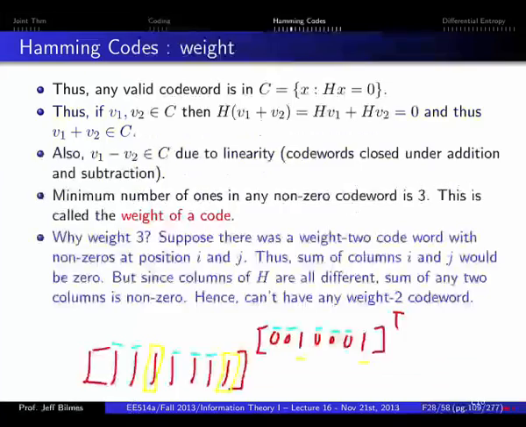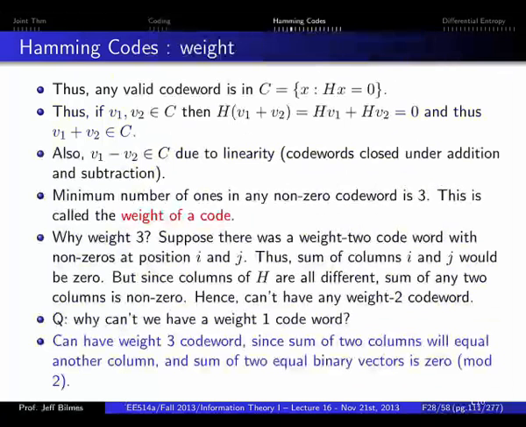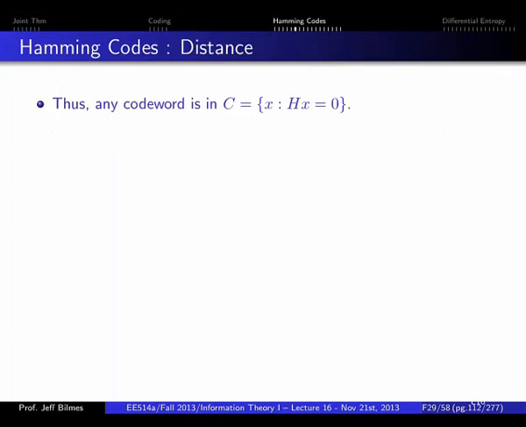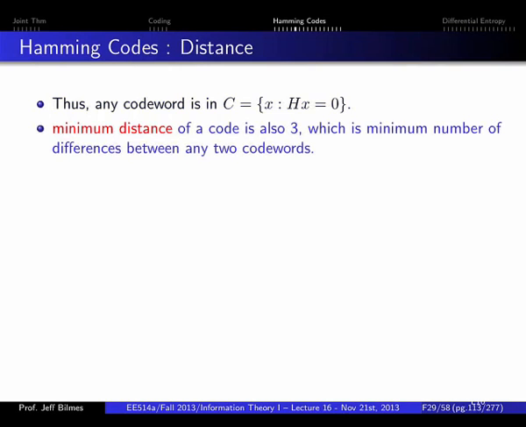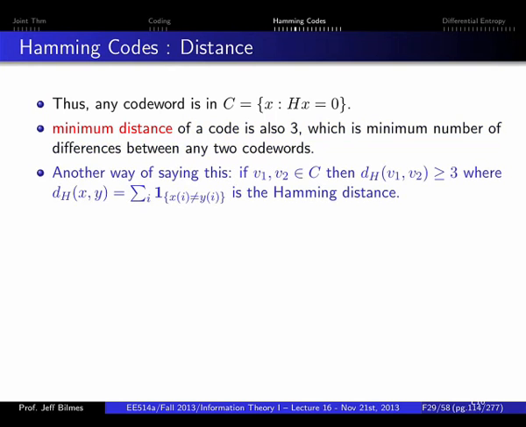So let's go back here. Basically the minimum weight is 3. So there's the distance, which is your next question. That's good that you asked. Any code word is in the null space. Now the other thing is how close are these code words to each other? The code words can be seen by measuring their distance to each other. And the distance in this case happens to be 3. What that really means is that the minimum Hamming distance between any two code words is 3.